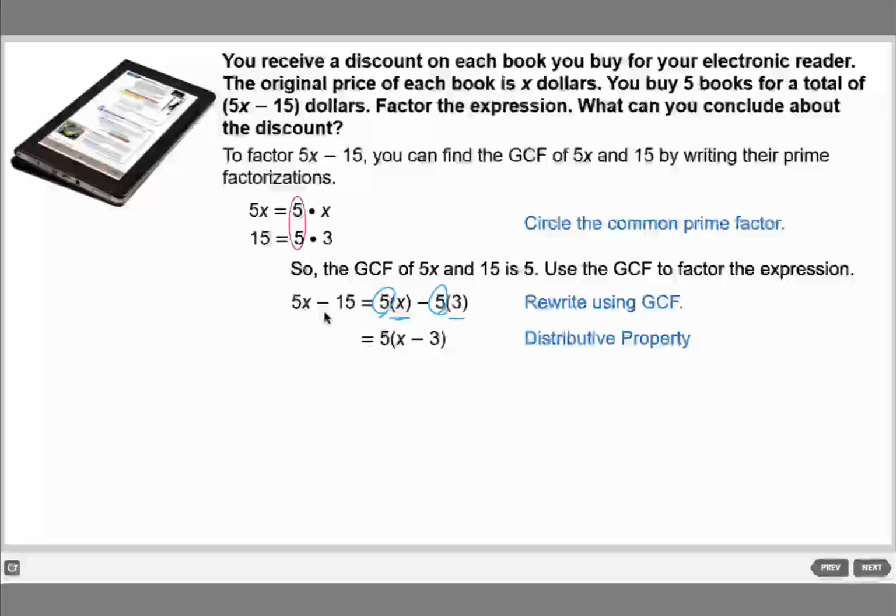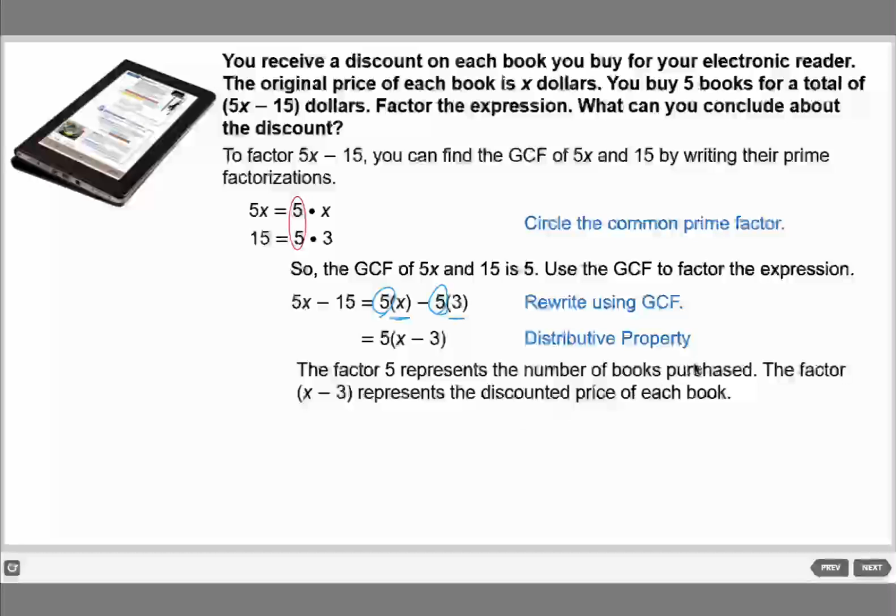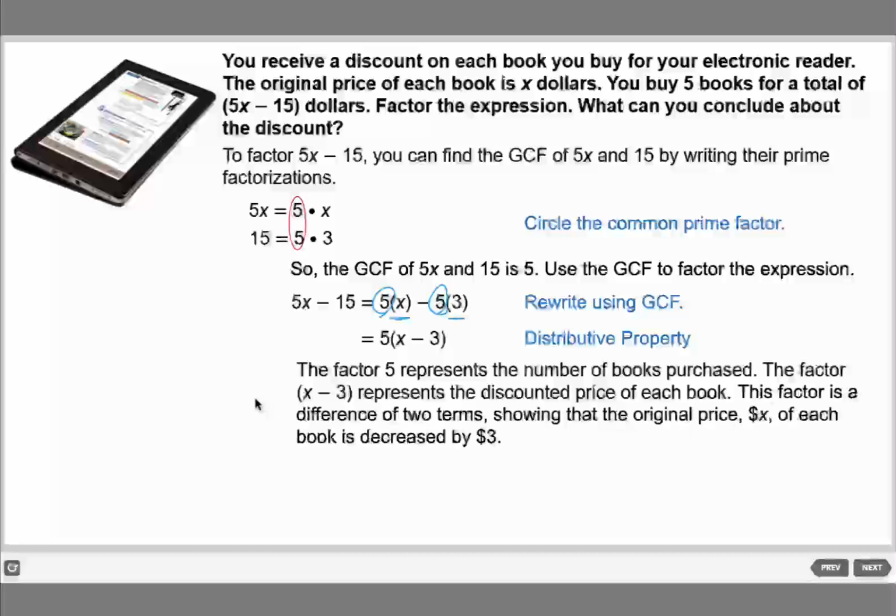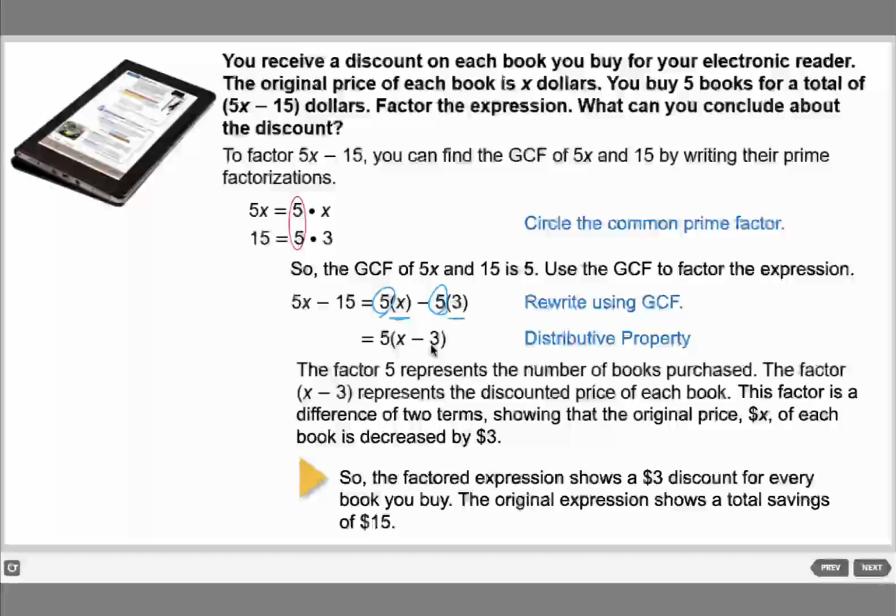Now we need to understand the meaning of 5 times x minus 3. What can you conclude about the discount? The factor 5 represents the number of books purchased. The factor x minus 3 represents the discount price for each book. In the expression 5x minus 15, the 15 is the total discount. So the original price is x, and the decrease is 3. The discount is 3. So the factored expression shows a $3 discount for every book you buy, and the original expression shows a total saving of $15.